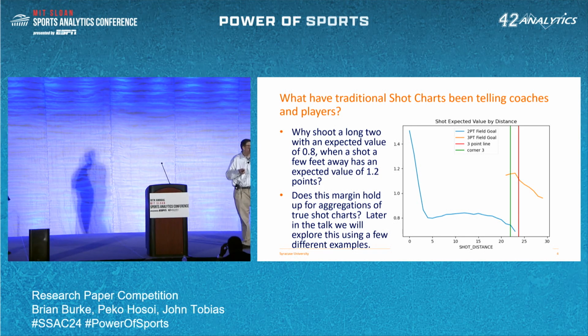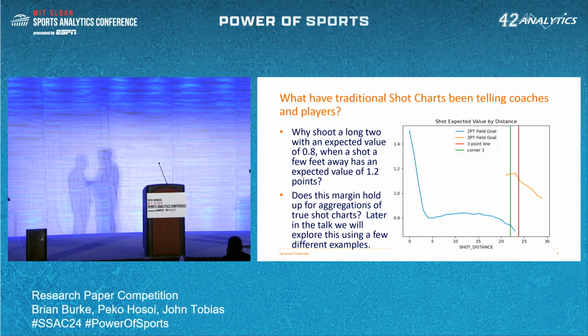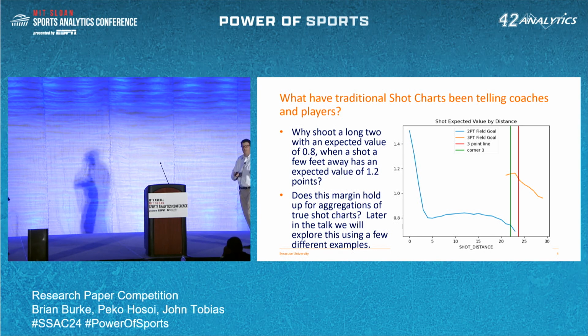And you can see the major gap between 2s and 3s, right? So obviously, why would you take a long 2 that's worth 0.8 points in expected value, when just a few feet away, that shot is worth 1.2 points, so 0.4 points more. So this is the basis of the three-point revolution in the NBA.